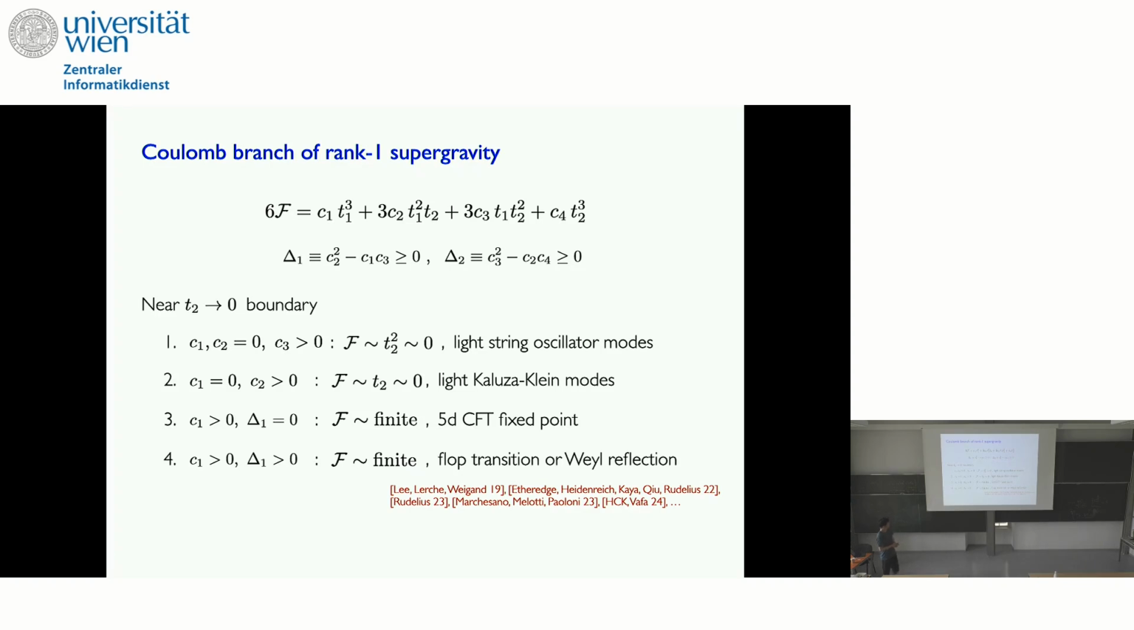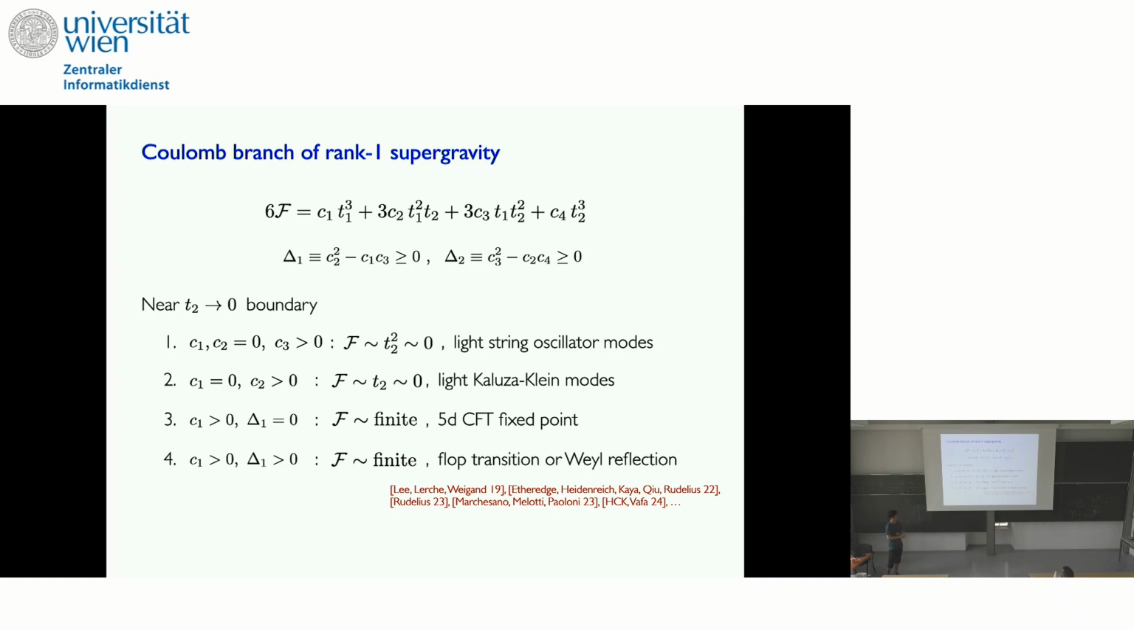We have a third case when delta 1 vanishes, but C1 is positive. In this case, because C1 is positive, when we send T to 0, the prepotential remains finite. It simply means that this boundary is at finite distance in the moduli space. In this case, you can compute the metric on the Coulomb branch, and the metric degenerates, and it means we have a gauge coupling which diverges at the boundary. That signals the emergence of a CFT fixed point at the boundary. Okay, so the third case corresponds to the CFT fixed point.